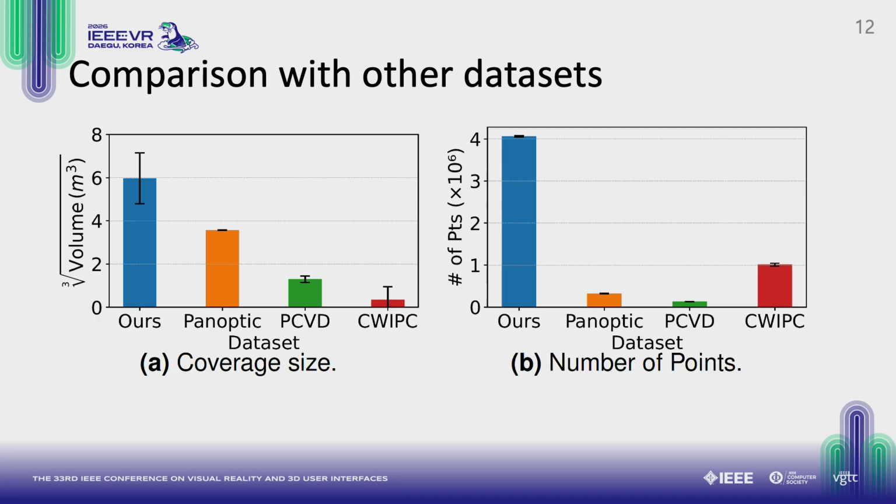We compare SceneHub4D with existing datasets. Our dataset covers a larger spatial volume and contains significantly more points. This is because we use modern Azure Kinect sensors, which produce denser and higher quality point clouds, and we also capture complete background scenes. As a result, SceneHub4D provides richer and more complex 3D content for realistic evaluation.